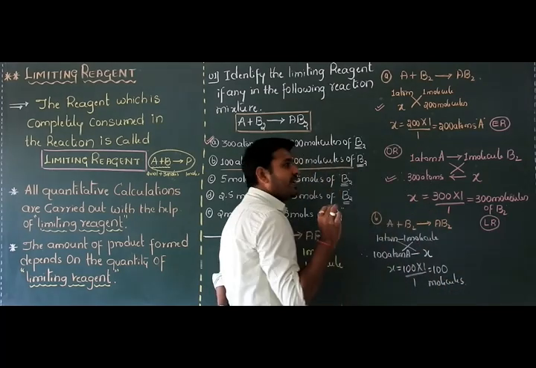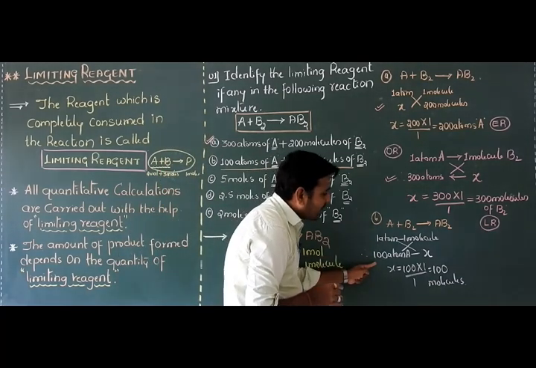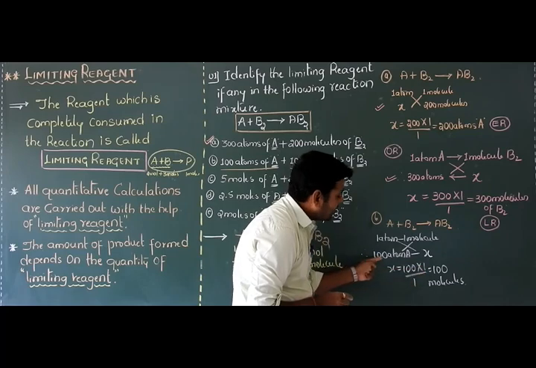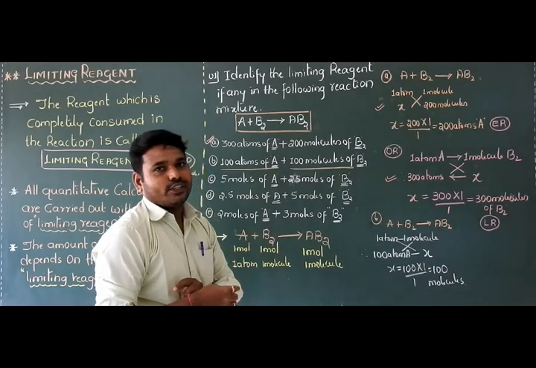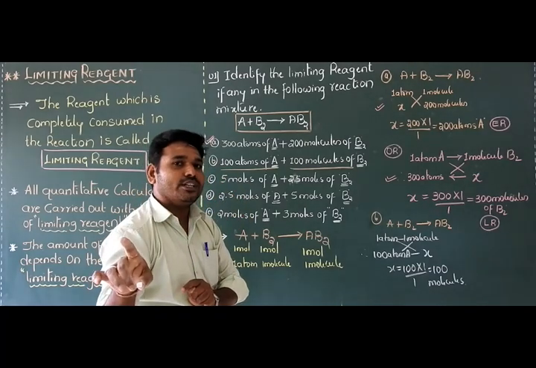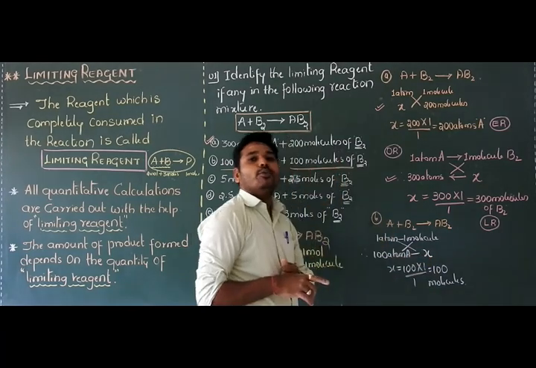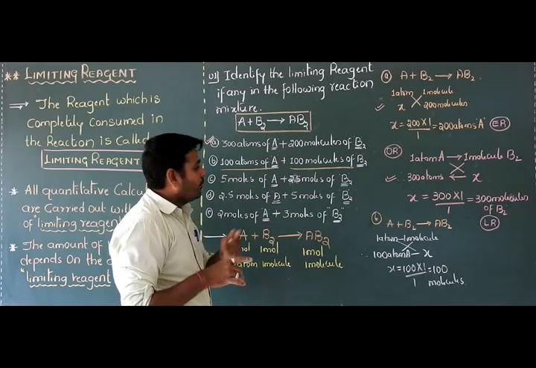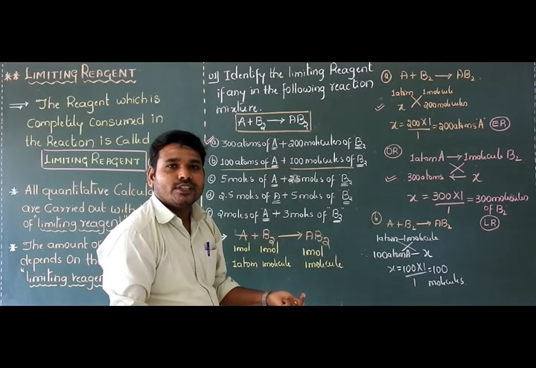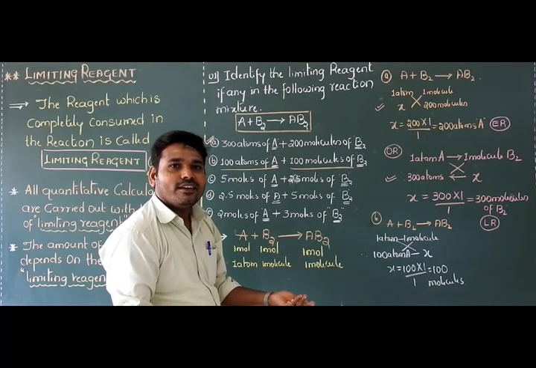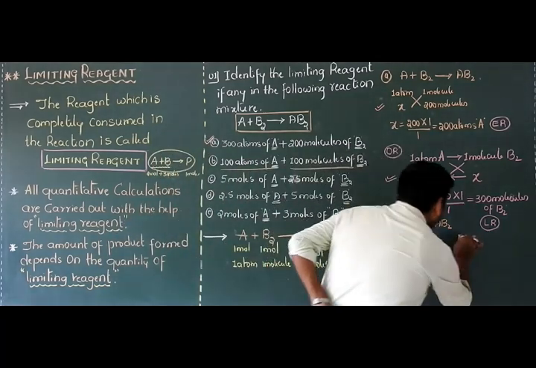If one atom of A reacts with one molecule of B2, then 100 atoms of A are required to react with 100 molecules of B2. How many molecules of B2 are given in the problem? 100 molecules only. Exactly 100 is with us. So required 100, available 100. Now let us take one more.